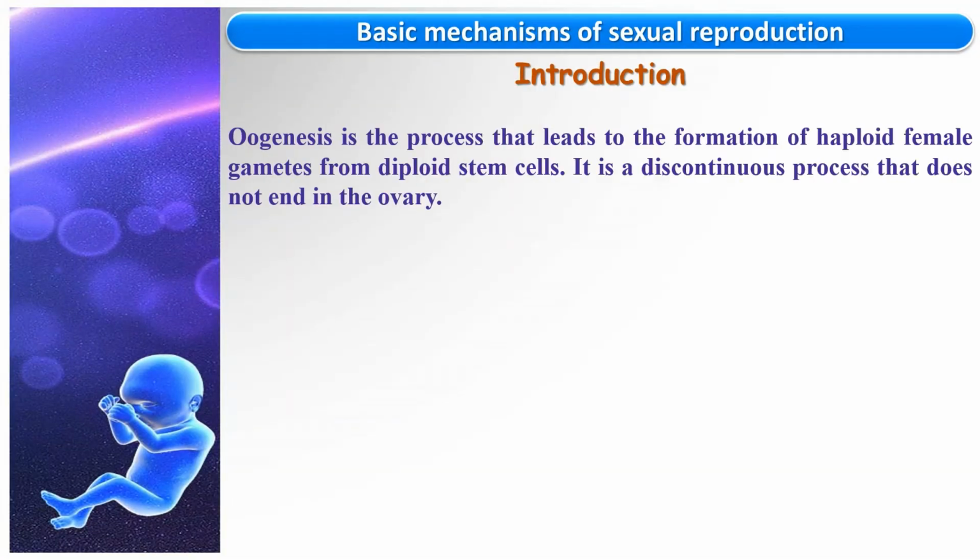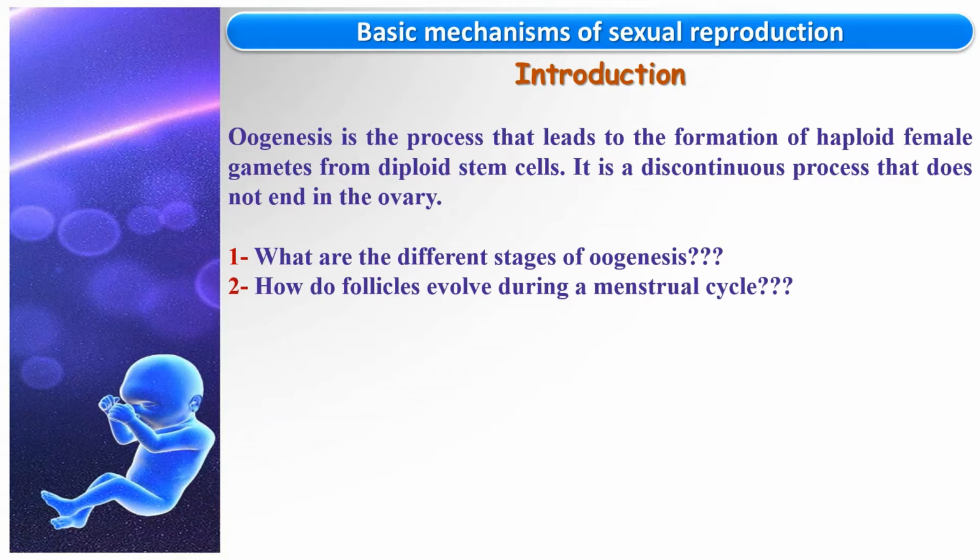First, oogenesis is the process that leads to the formation of haploid female gametes from diploid stem cells. It is a discontinuous process that does not end in the ovary. So, what are the different stages of oogenesis and how do follicles evolve during a menstrual cycle? And we will see later what follicles are.